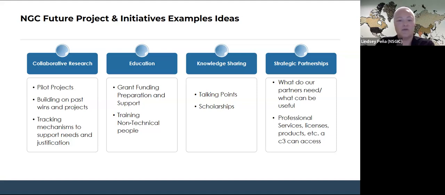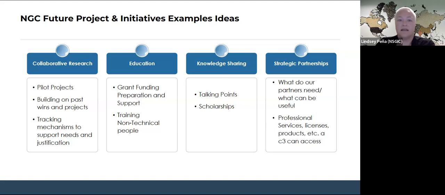Knowledge sharing. So talking points. I know there are a lot of states that are going into the legislatures, and they're able to drive different initiatives and explain why it is important that you have GIS and what we are really doing. And so basically, we could provide different talking points as well as scholarships. That's an area where, as a nonprofit organization, we can give grants.